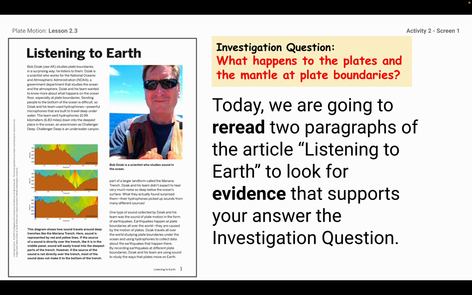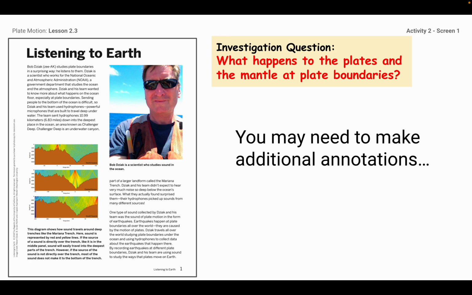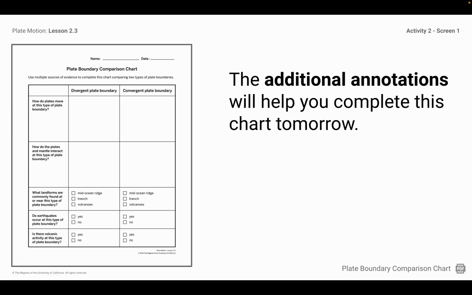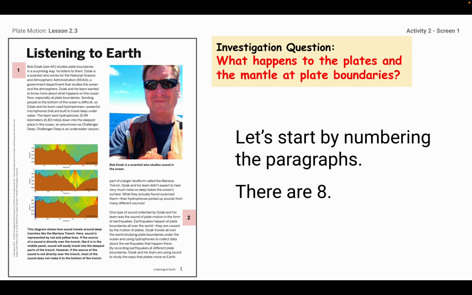We're going to go back to the article, and we are going to remind ourselves that the investigation question is, what happens to the plates and the mantle at plate boundaries? So we're going to go back and reread 2 paragraphs specifically of the article in order to look for evidence that supports your answer to that investigation question. I want you to make additional annotations if you need to. You're going to use this article in filling out this chart tomorrow.